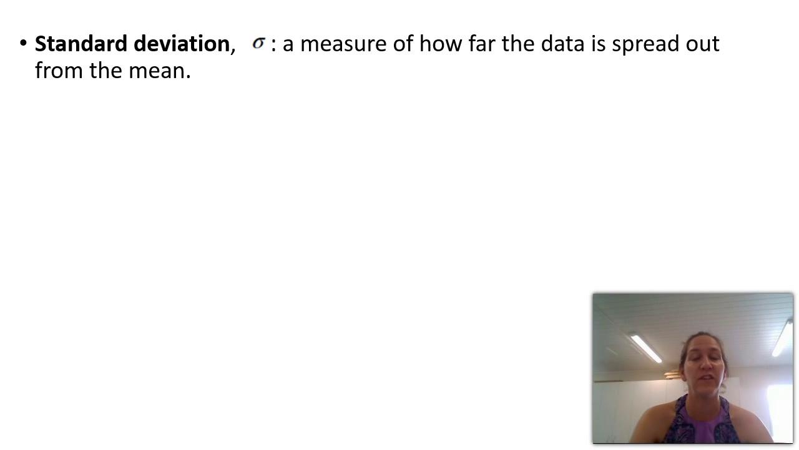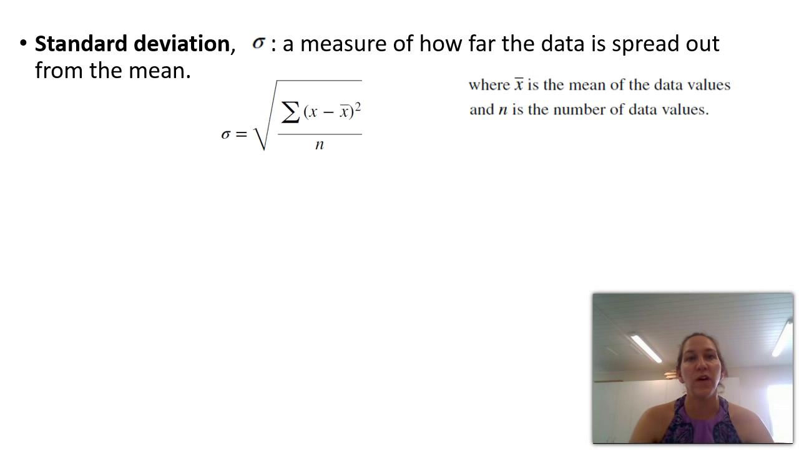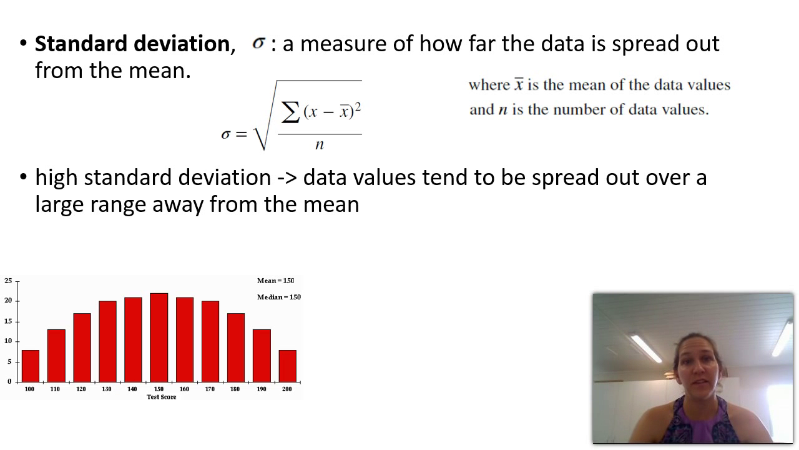The standard deviation is a measure of how far the data is spread out from the mean, and it's denoted by the symbol sigma. We find it with this equation here, which looks a bit confusing because of that big sigma sign, which just means sum. But really, we find our deviations, square each deviation, add them all together, and divide by the total number of data values that we have.